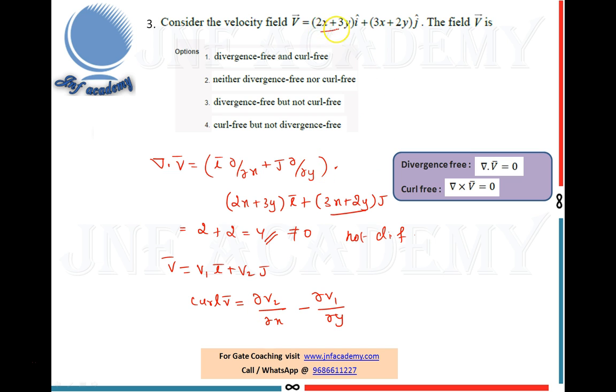So here v1 is this one, v2 is this one. ∂v2/∂x is 3, minus ∂v1/∂y, which is also 3, so 3 − 3 is 0. So finally I got curl V equal to 0. So it is curl free but not divergence free. So the final answer is option 4.